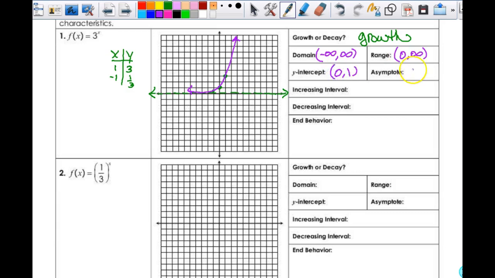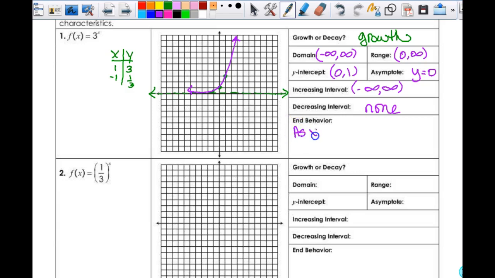My asymptote is y = 0. Yeah, be careful with those. Don't get those mixed up. Is it increasing anywhere? Yes, everywhere, right? So negative infinity to infinity. And then that means it's not decreasing at all. Yes.